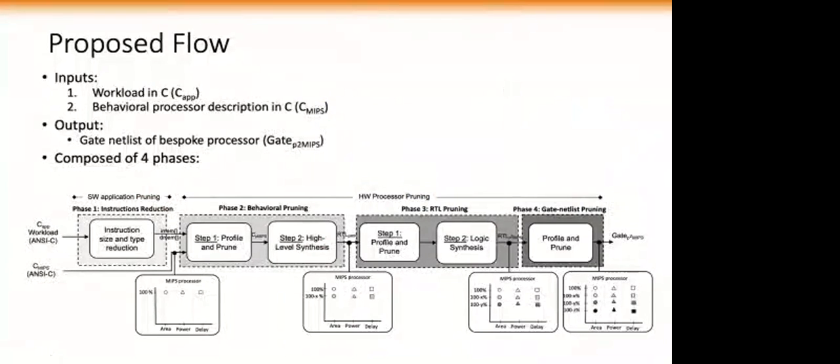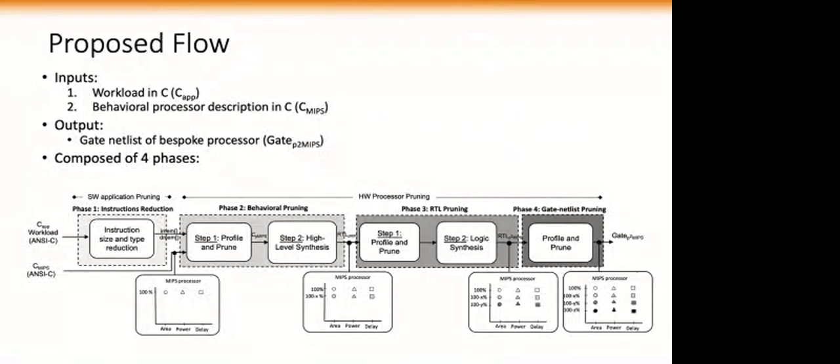Let's look at the proposed flow. It's composed of four main phases. The first phase does some pruning of the instructions and basically deals with the software optimization, while phases 2, 3, and 4 deal with the actual pruning of the processor at the different levels of VLSI design abstraction, from the behavioral RTL to C. The input to the flow is the workload that will run on the processor in C, and the behavioral description of the processor. In this case, it's a scalar MIPS processor.